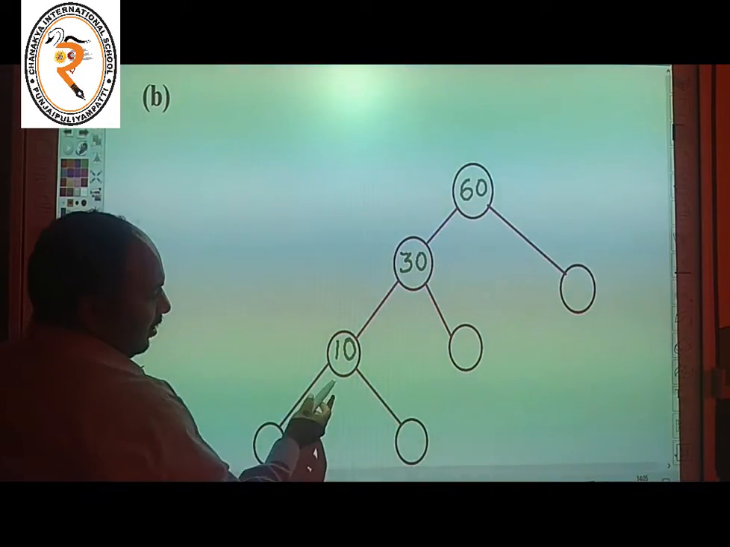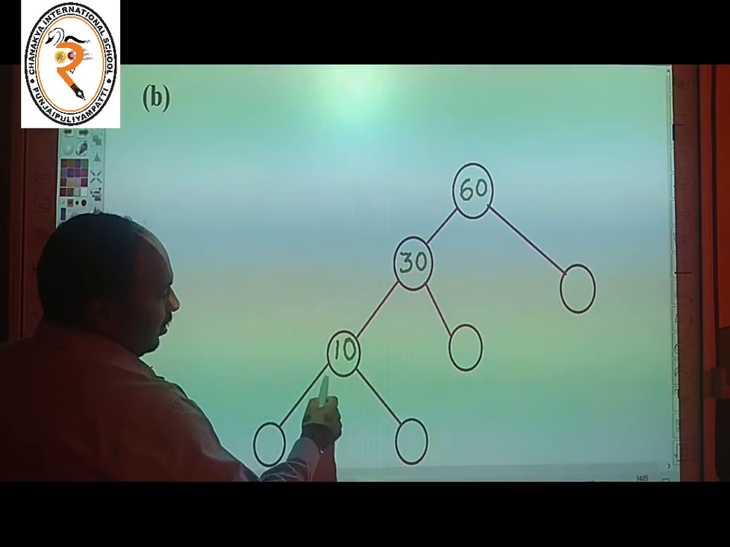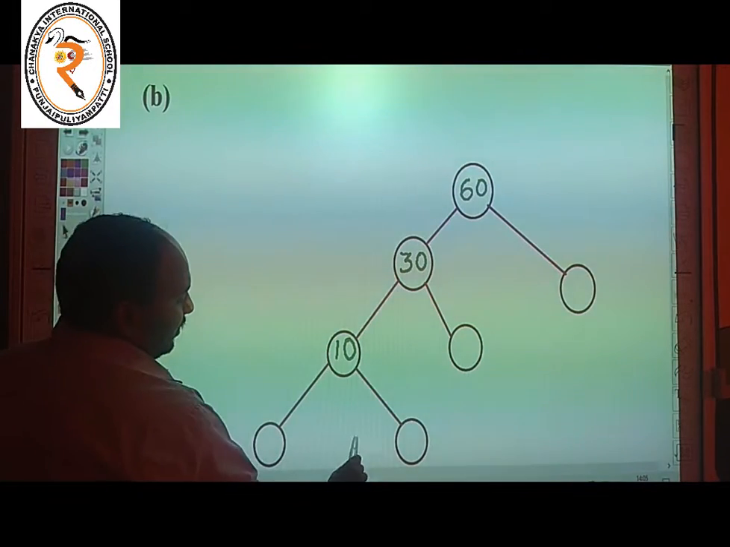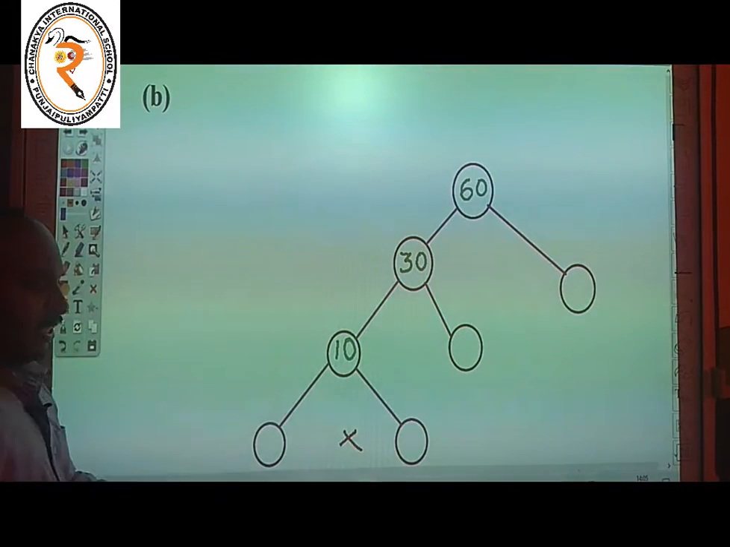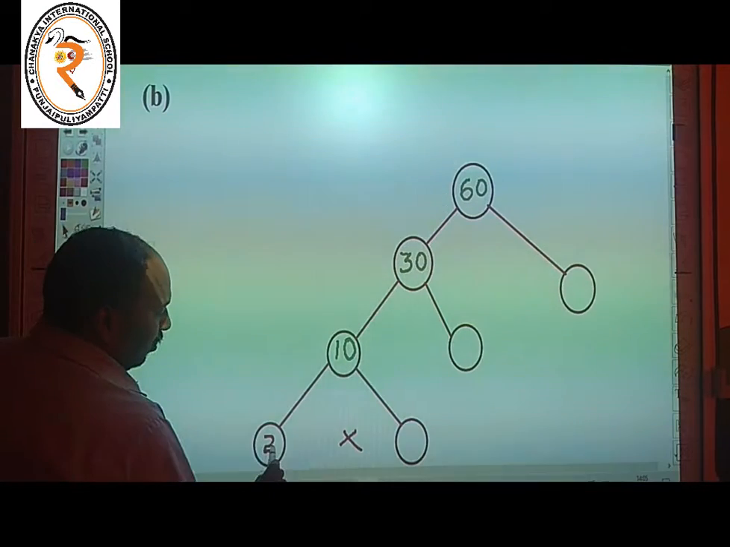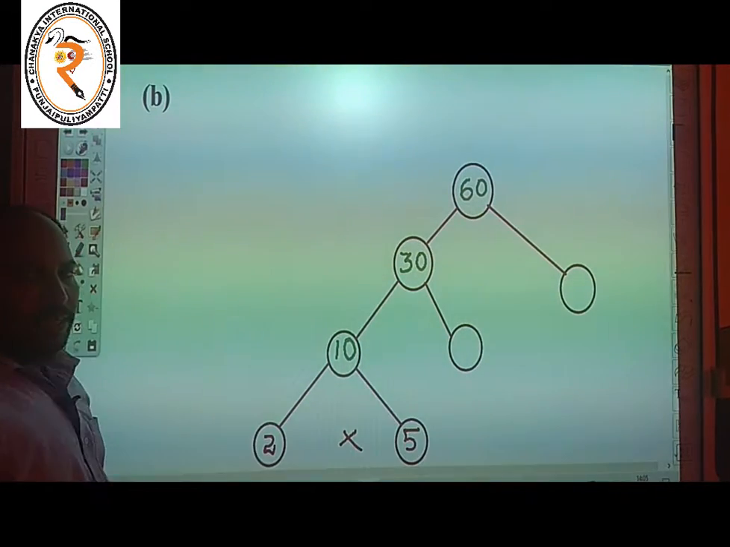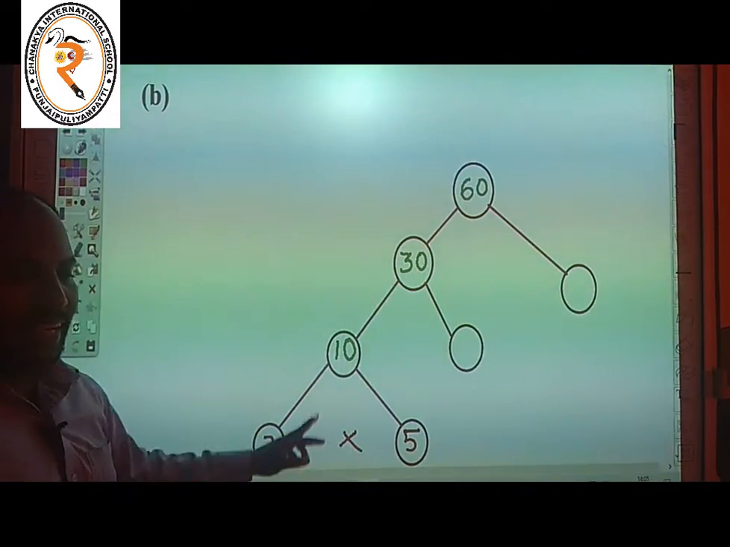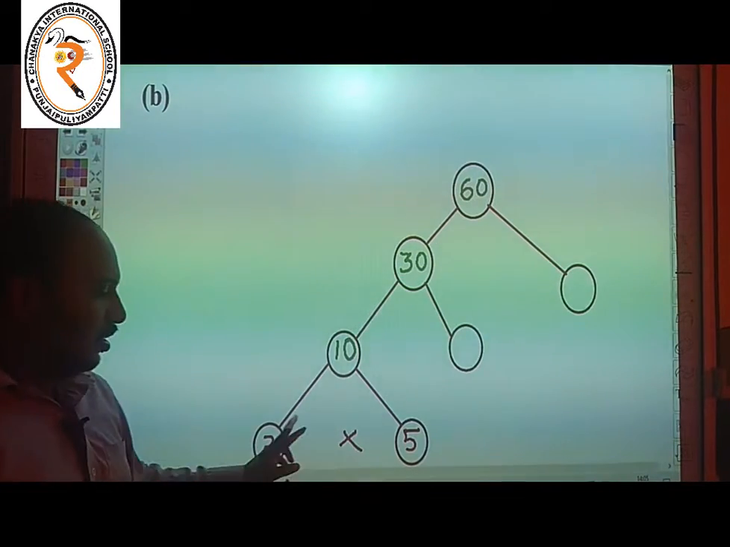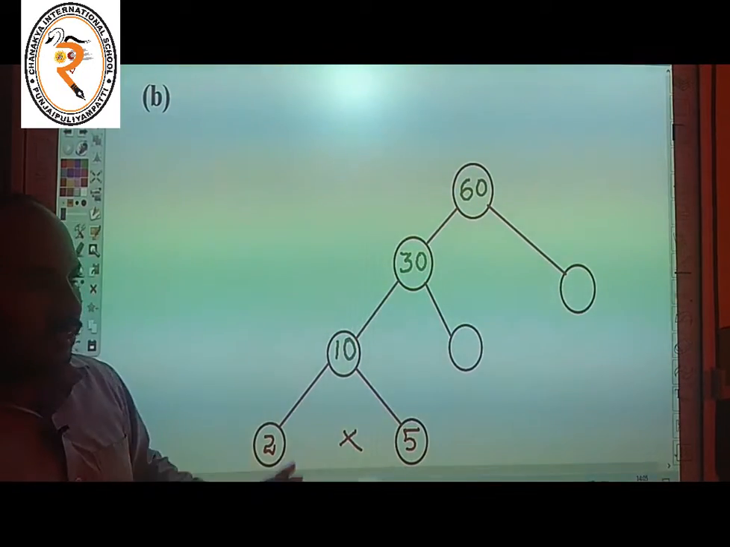First we solve the first one. Dash into dash is equal to 10. We want the first prime number, 2. 2 multiplied by 5, 2 fives are 10. Both are prime numbers. 2 into 5 is equal to 10.